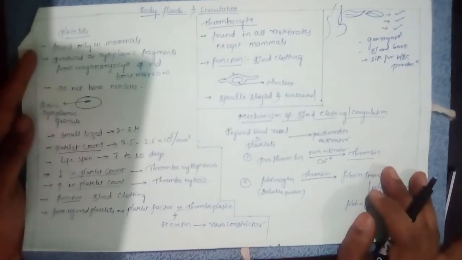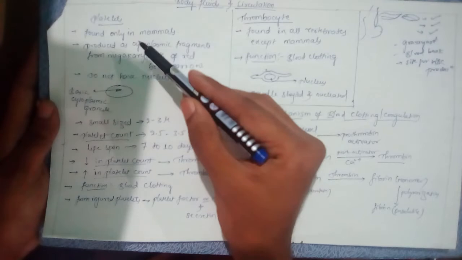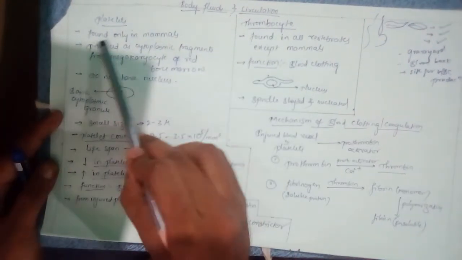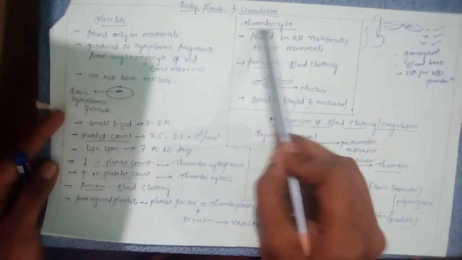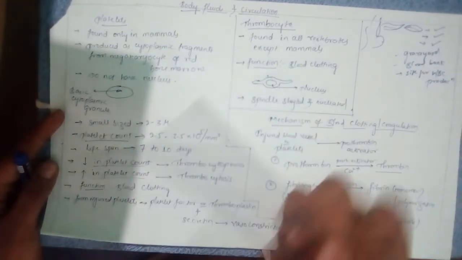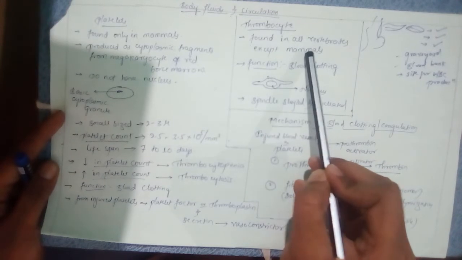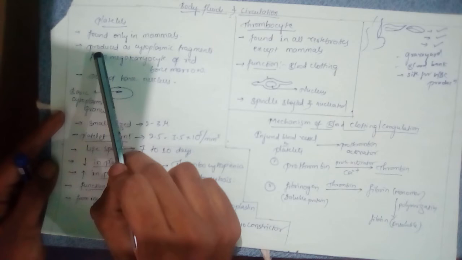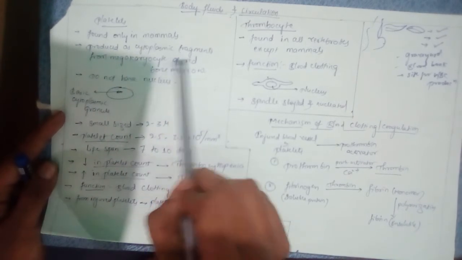So after the RBC and the WBC, the next corpuscle we are discussing is the platelets. Platelets are found only in mammals, but other vertebrates have thrombocytes. Platelets are found only in mammals, but other vertebrates except mammals have thrombocytes. But mammals have what? The platelets. They are produced as cytoplasmic fragments from megakaryocytes of red bone marrow.